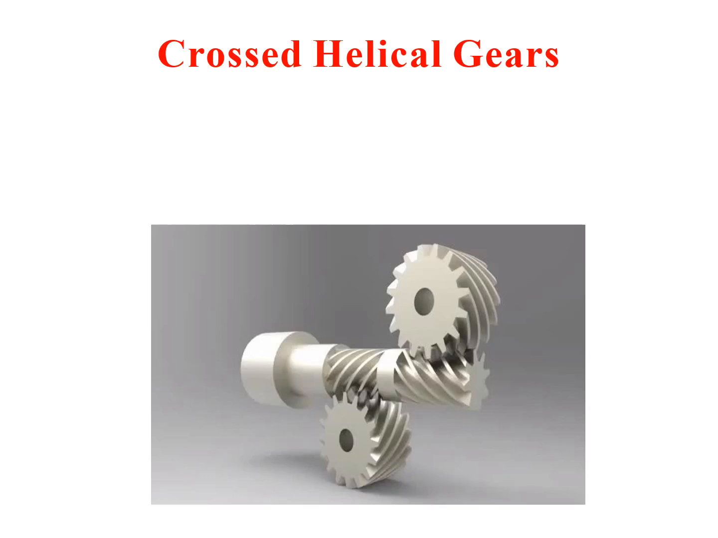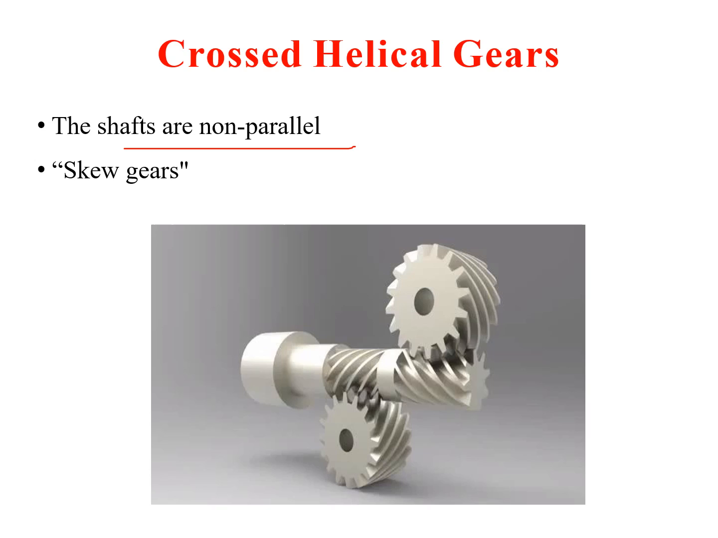So next is crossed helical gears. Here in the image you can see that the axis of the shafts is not parallel to each other. They might be intersecting or they might be at a particular angle. So the shafts are non-parallel, and such a type of gear pair is also called a skew gear.